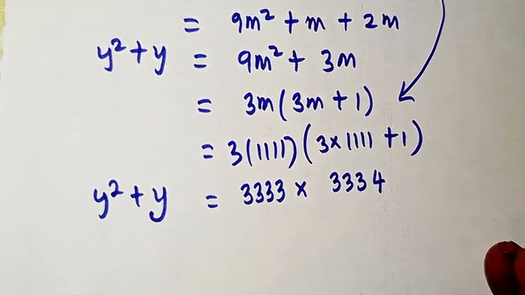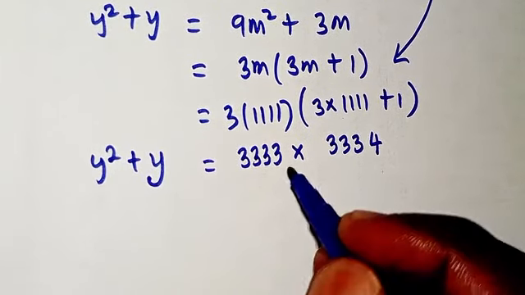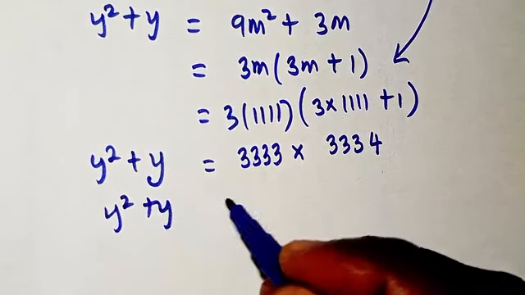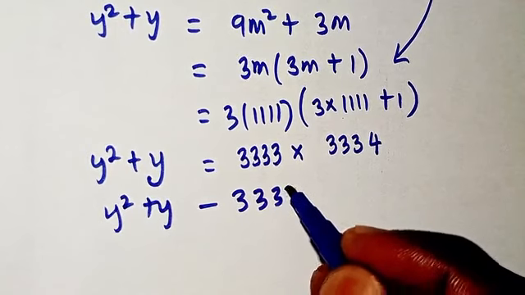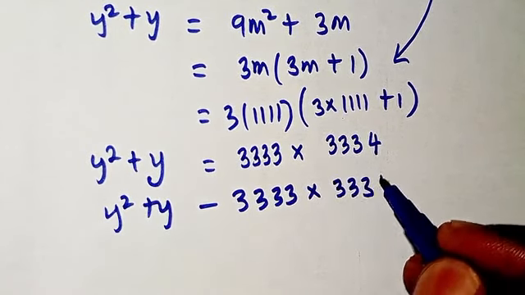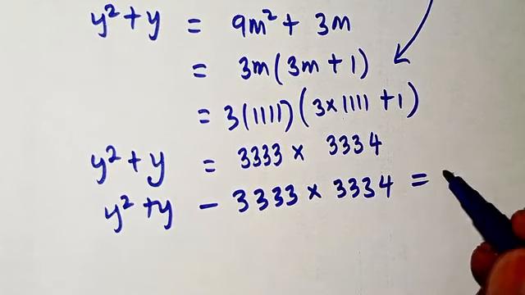So now here, another thing I'm going to do is that I can take this inside by having y squared plus y minus 3, 3, 3, 3, right, times 3, 3, 3, 4, then equals 0.